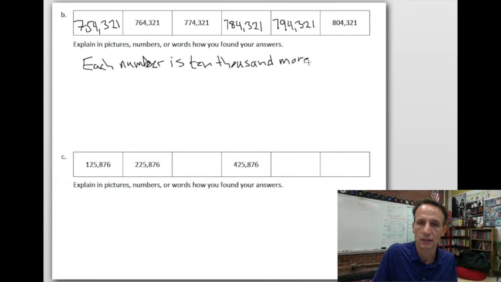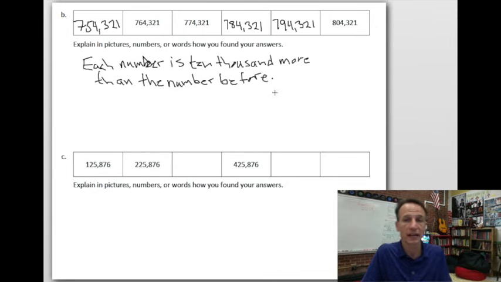More than, we'll make it rhyme, the number before. And instead of more, we could say greater than. We could say each number increases by 10,000. Different ways of putting it. Let's look at C now.